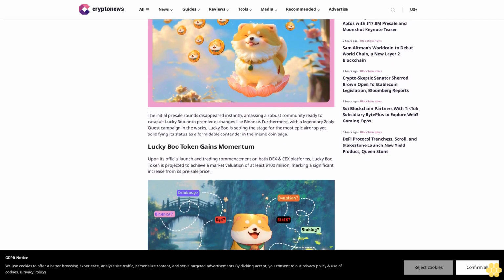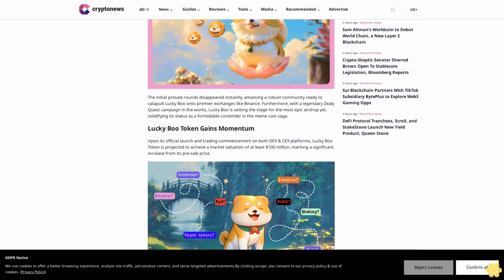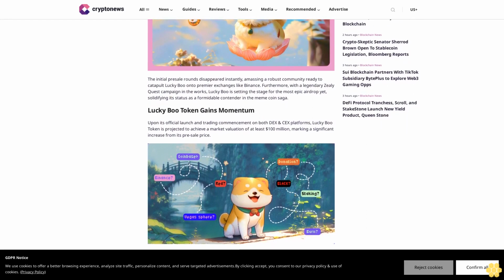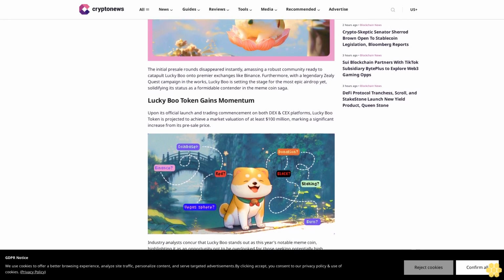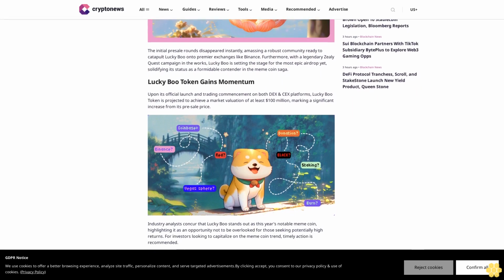The initial presale rounds disappeared instantly, amassing a robust community ready to catapult Lucky Boo onto premier exchanges like Binance. Furthermore, with the legendary Zilli quest campaign in the works, Lucky Boo is setting the stage for the most epic airdrop yet, solidifying its status as a formidable contender in the meme coin saga.